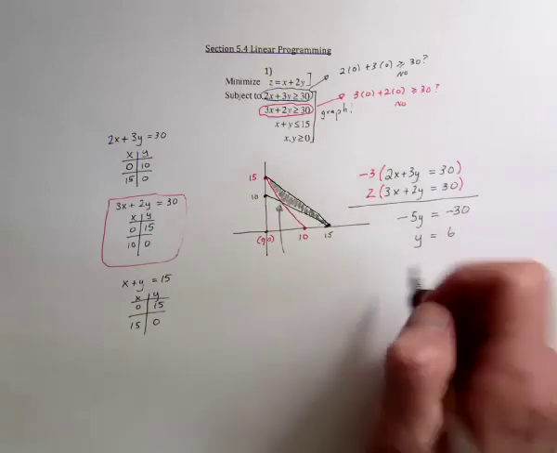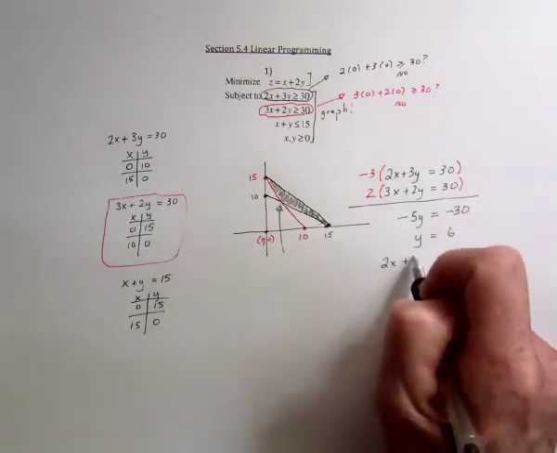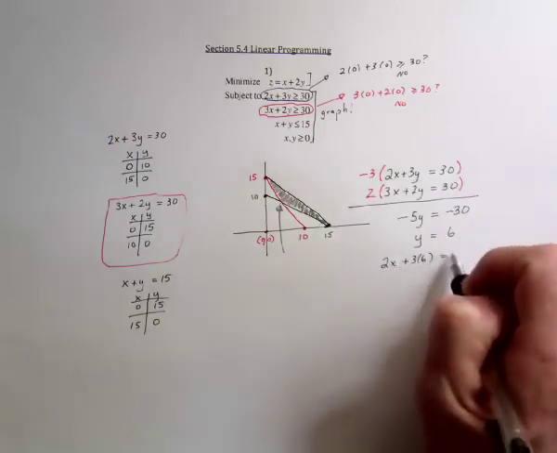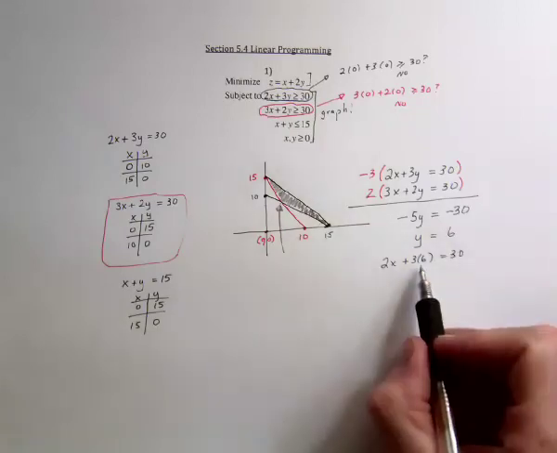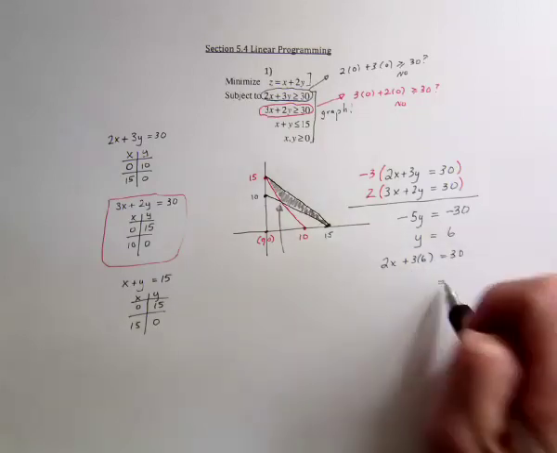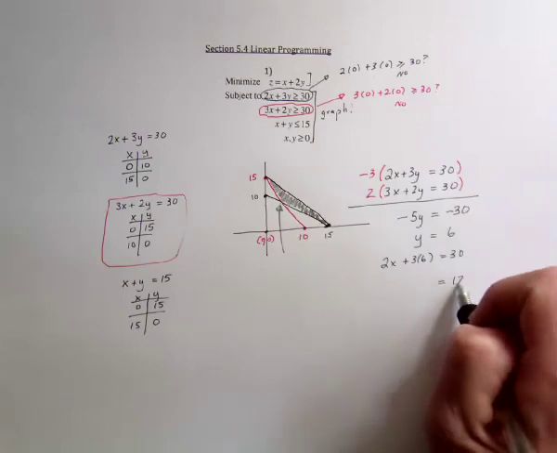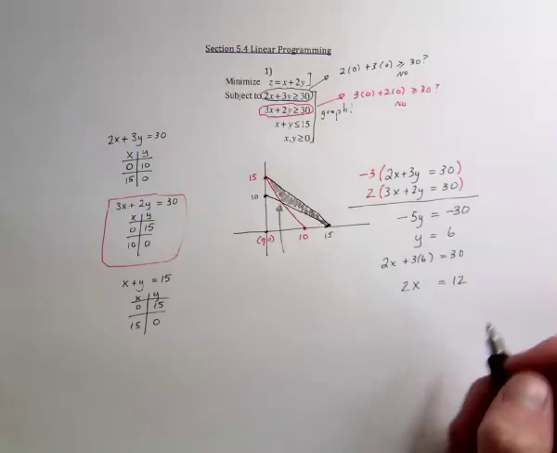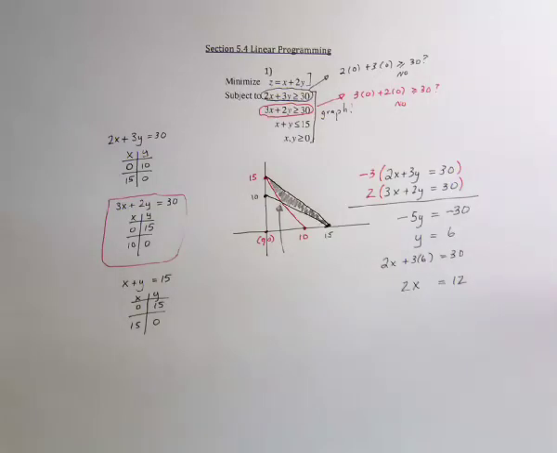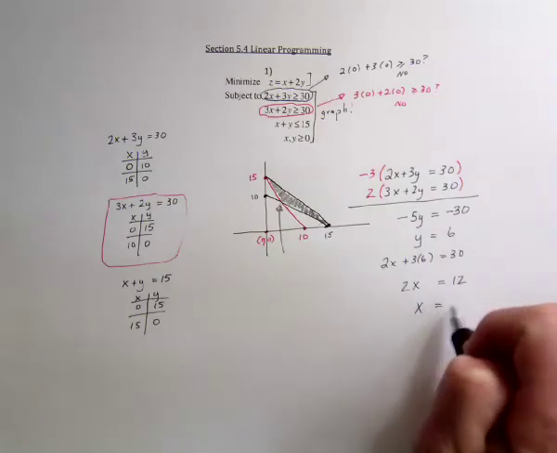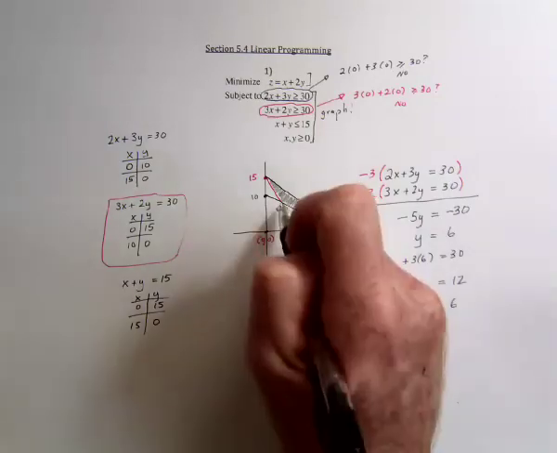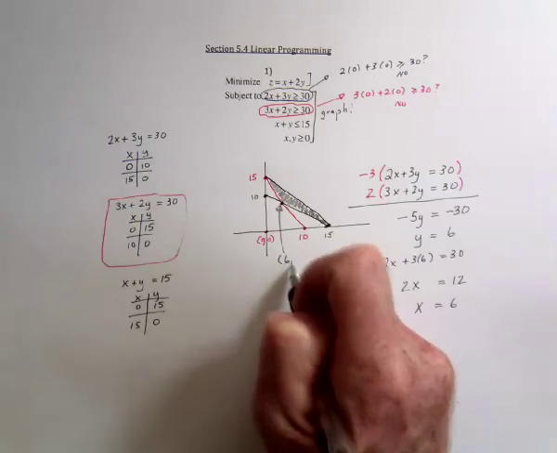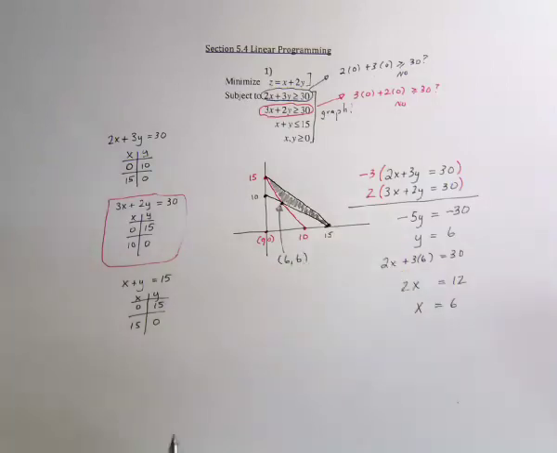Okay, good. And then take the 6 and go back and put it into one of the equations. I'll use this one. So 2x plus 3 times 6 equals 30. So this is an 18. Subtract 18 from both sides, and then divide. x is equal to 6. So that's at the point 6, 6. So we finally have the region well defined.